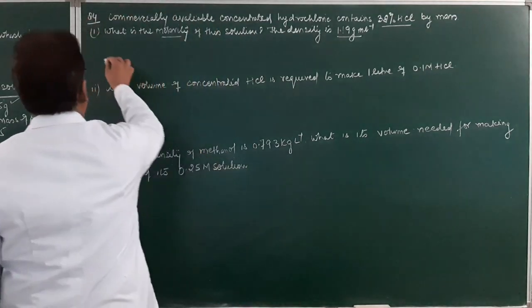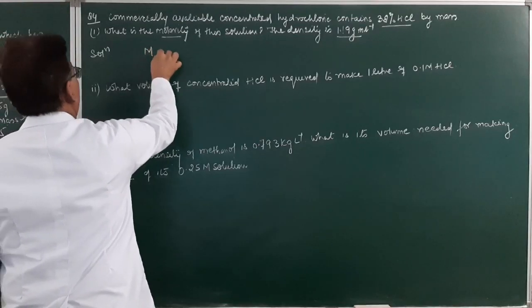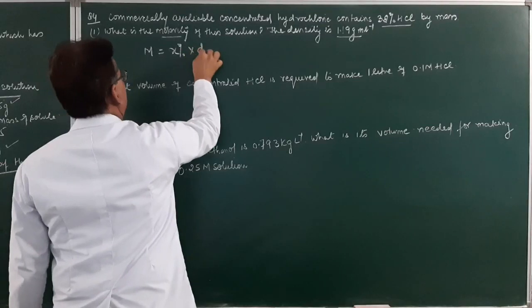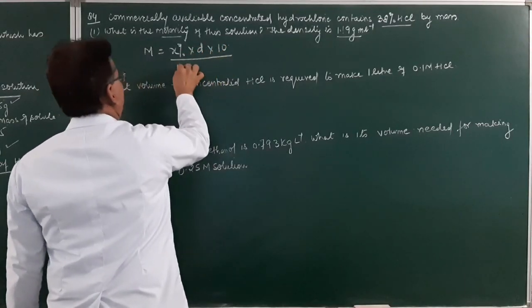What will be the formula for this one? Molarity of the solution will be equal to X% into D into 10 upon the molecular mass of solute.